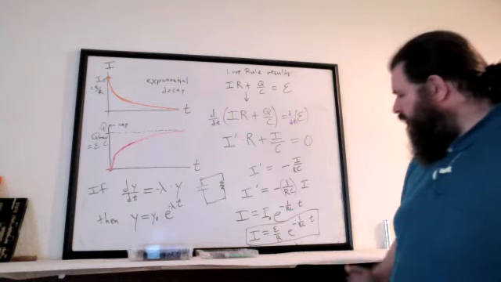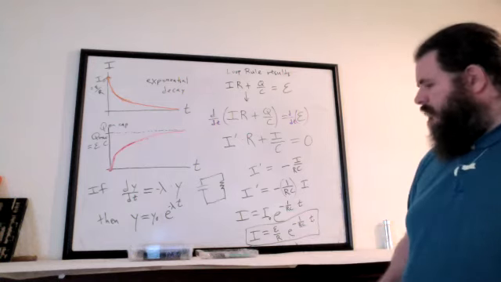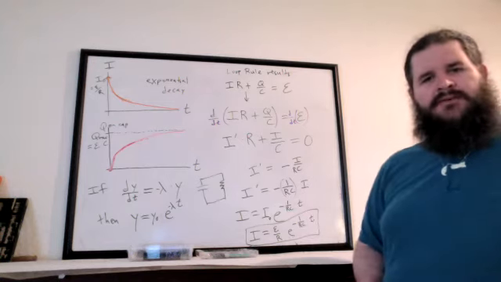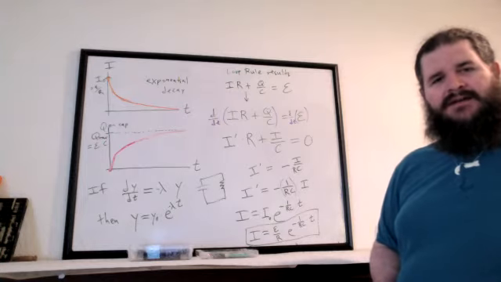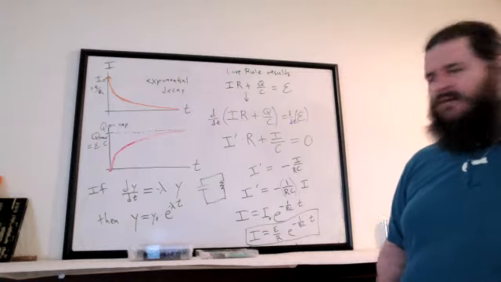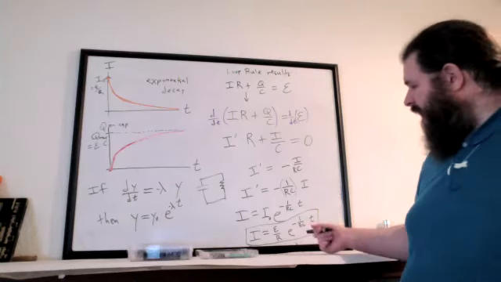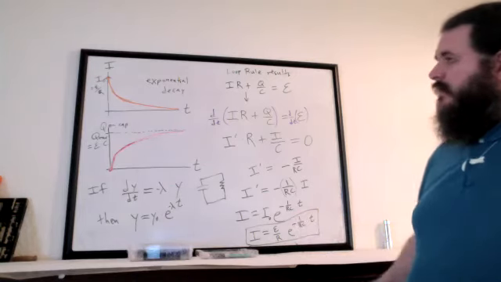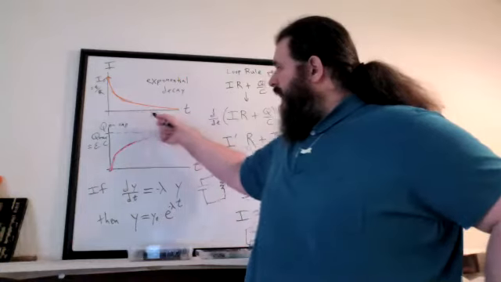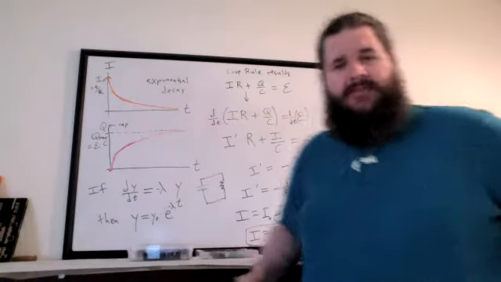Also, now that we have a formula for current, how can we figure out information about how fast it's decaying? I mean, we could just start plugging in numbers. If we had values for epsilon, r, and c, we could just start plugging in values of time and figure out what's the current at each of those times.